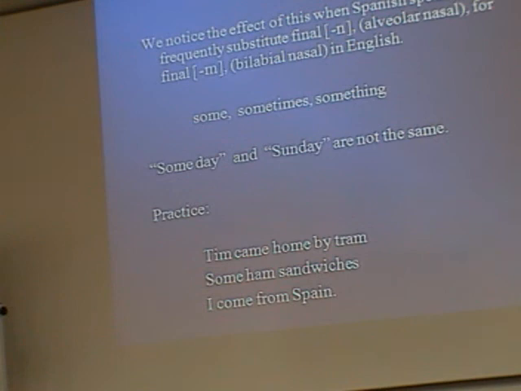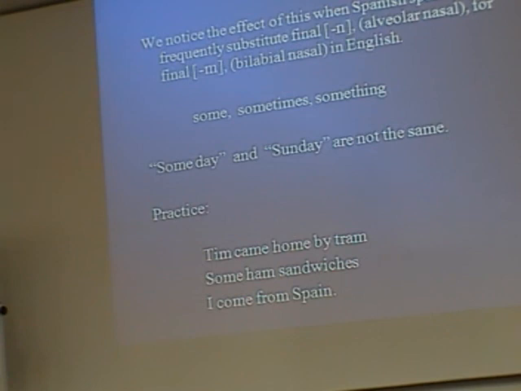Now we notice the effect of the fact that there is only a small number of final consonants permitted in Spanish. Spanish speakers frequently substitute final N, an alveolar nasal, instead of final M, a bilabial nasal in English. This is particularly noticeable on these three very common words: some, sometime or sometimes, and something. Now, it's not acceptable, I'm afraid, to say "sun", "suntime", and "sunthing". It mustn't be an N there, it must be an M. And someday and Sunday are not the same. They have to be different. One has an M in it, one has an N.